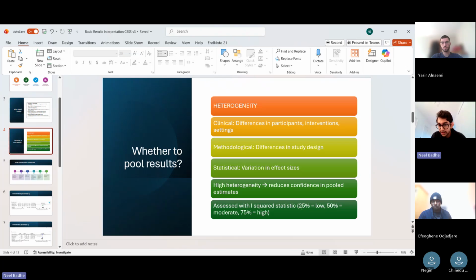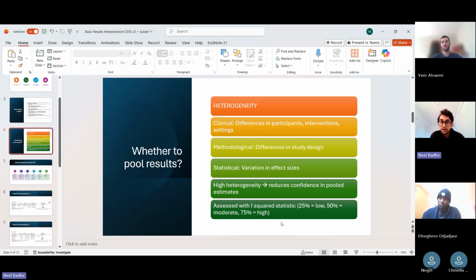So hopefully you can see this slide. Typically up to 25% is low, up to 50% is moderate, up to 75% is high, and above 75% would be very high. If it's low or moderate, I would typically go for a fixed effects model. But if it's high or very high, then I'd switch to a random effects model. Other thresholds have been used, so some people use 75%, but I think it's down to personal preference. But I typically go for low or moderate.